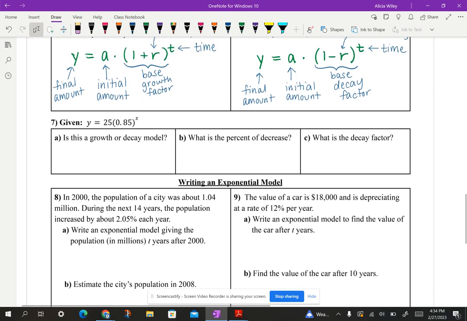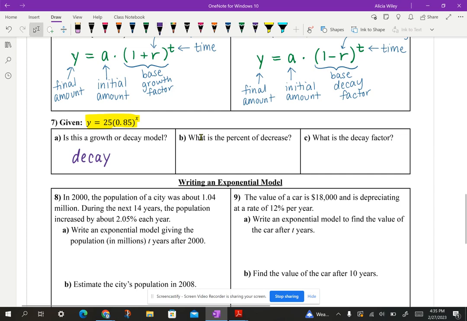In example 7, they give you this exponential function. You can see the variables in the exponent. First question they ask is, is this growth or decay? And hopefully you're like, oh, I see the base is 0.85. That is definitely a value between 0 and 1. So this is definitely what we call a decay model or function. And that's because the base is less than 1.